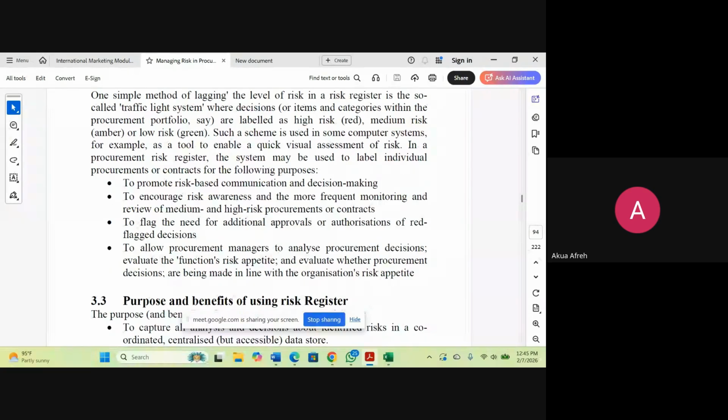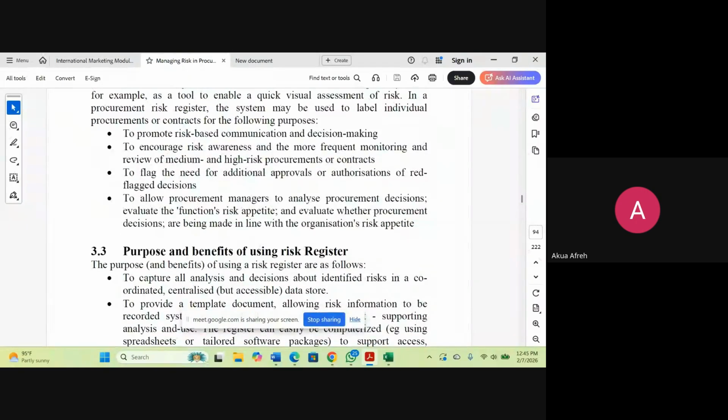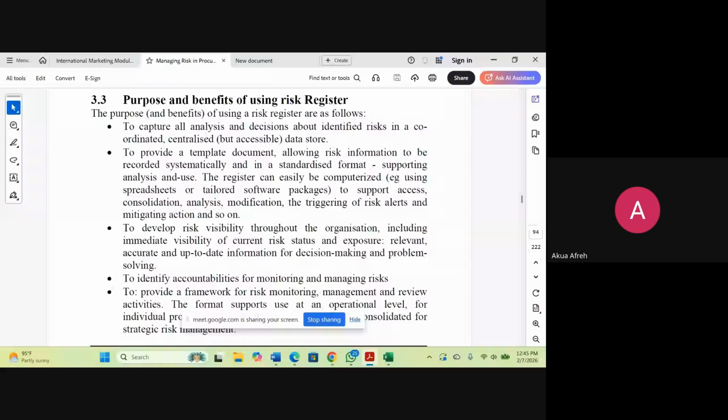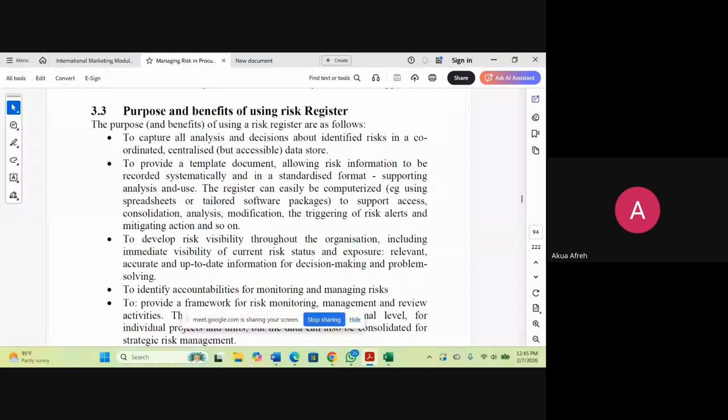Yeah, so, has anyone had the opportunity to see a risk register before, or maybe work with a risk register before? Hello, class. Yes, madam. Have you had the opportunity to work with a risk register before? Maybe you can share your experience with us.